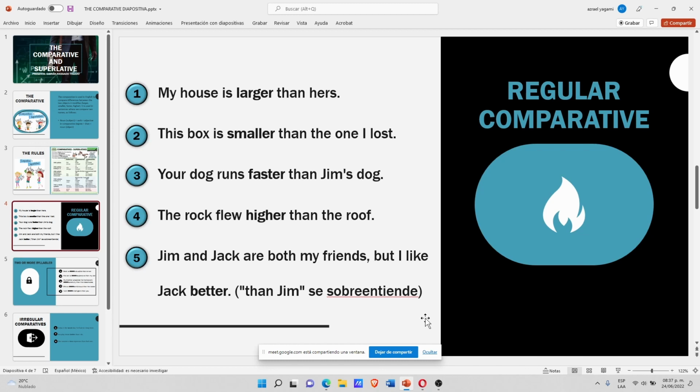Barbara, number two. This box is smaller than the one I lost. Okay, it's great. Oscar, number three. Two dogs run faster than Jimba. Okay, it's great.